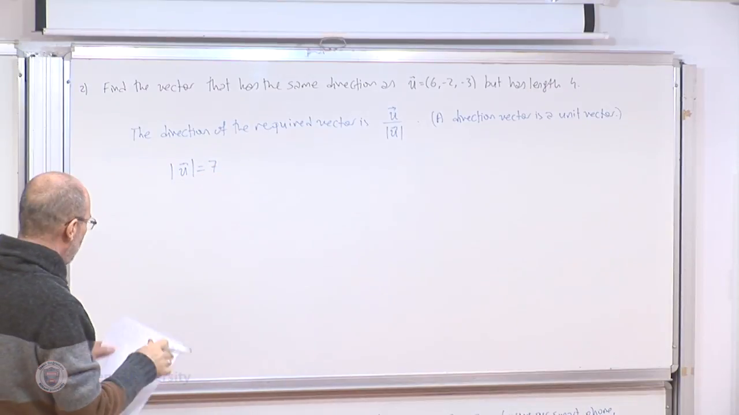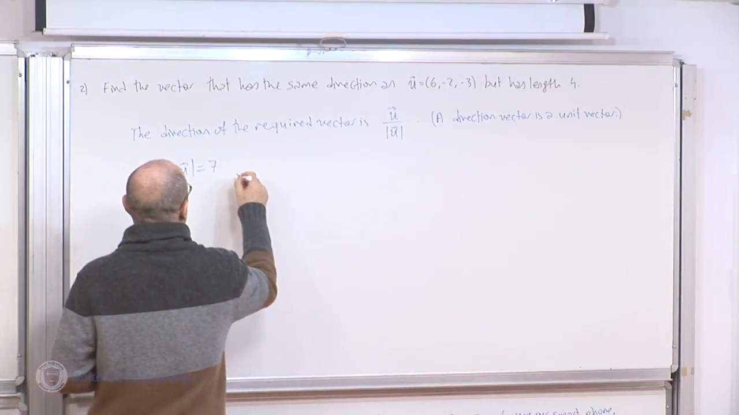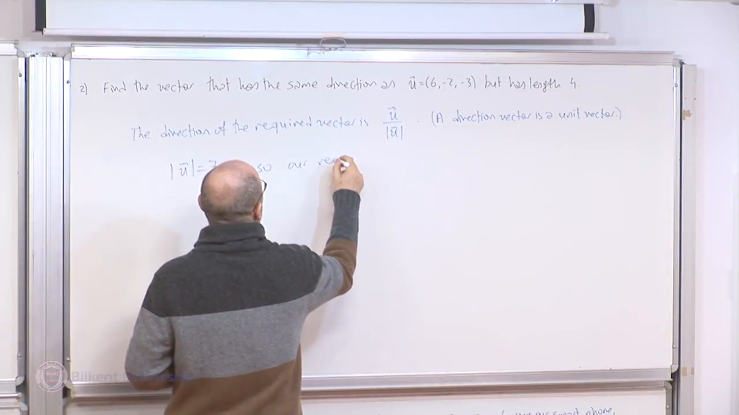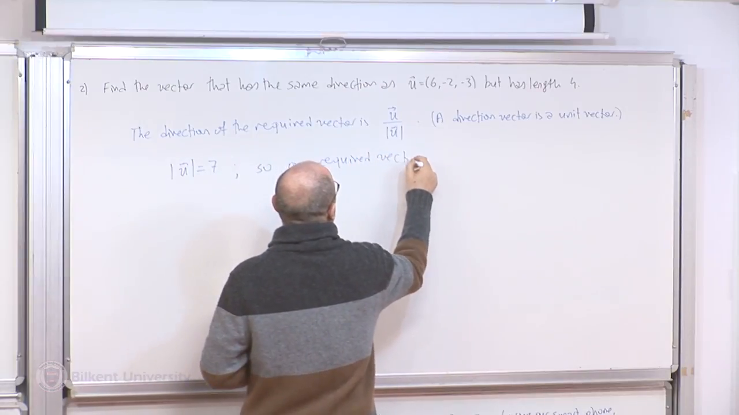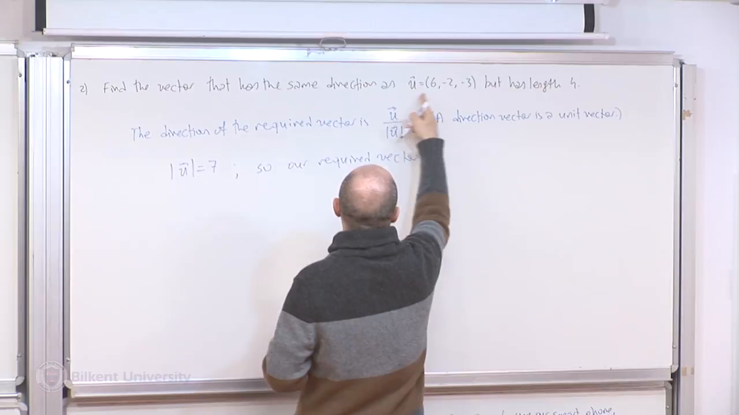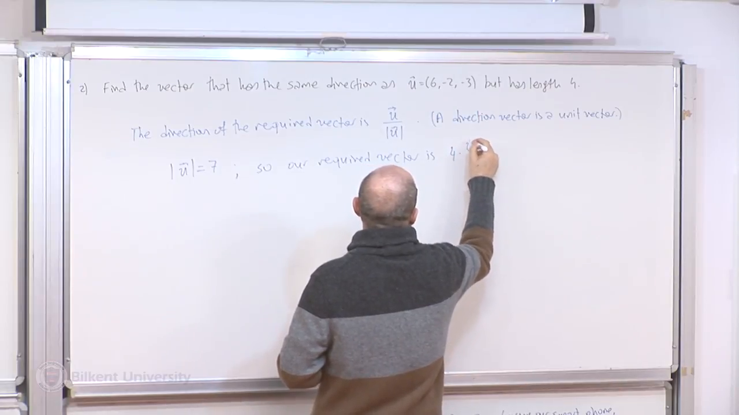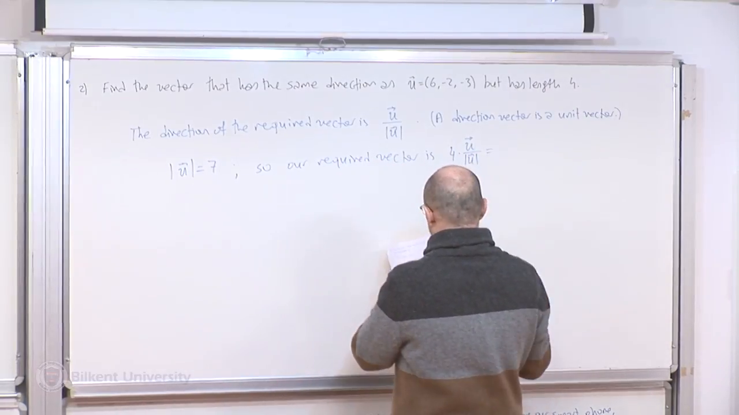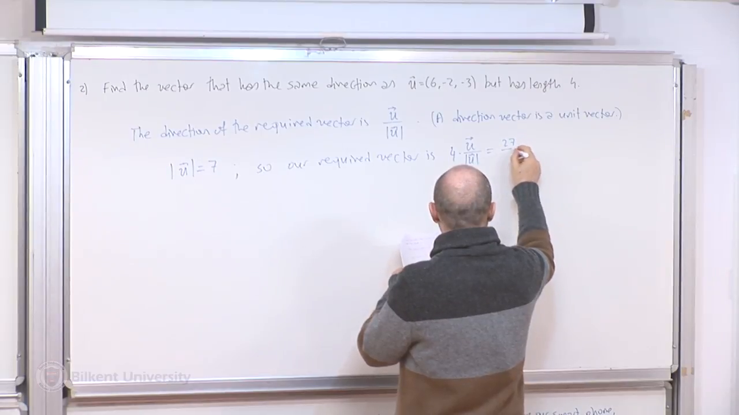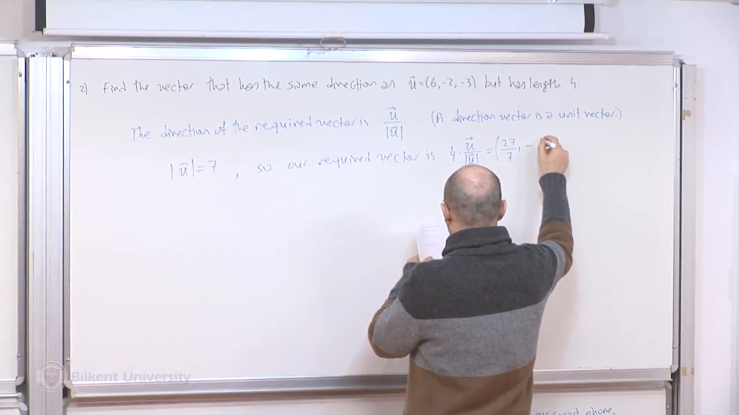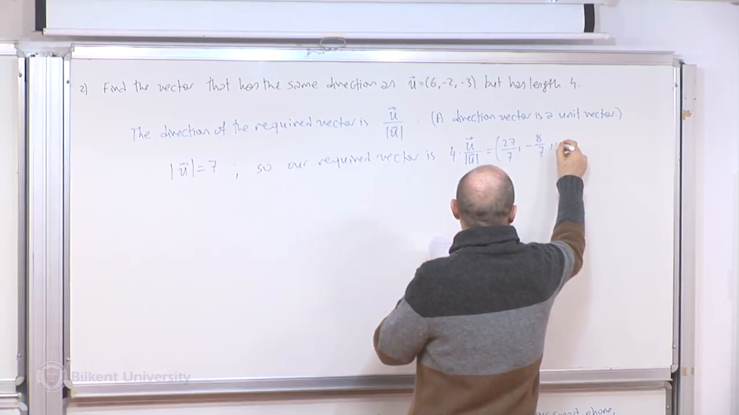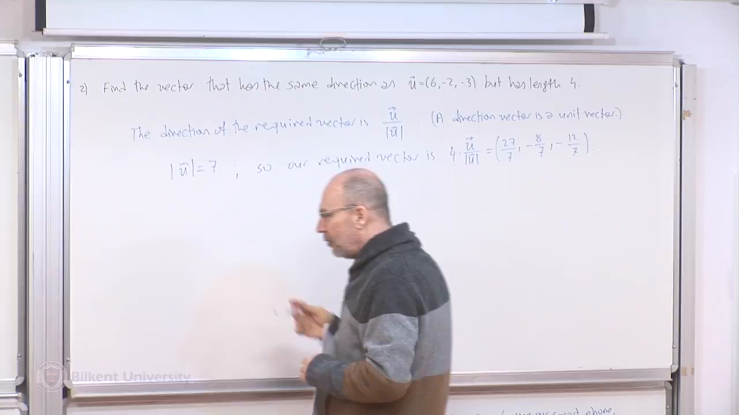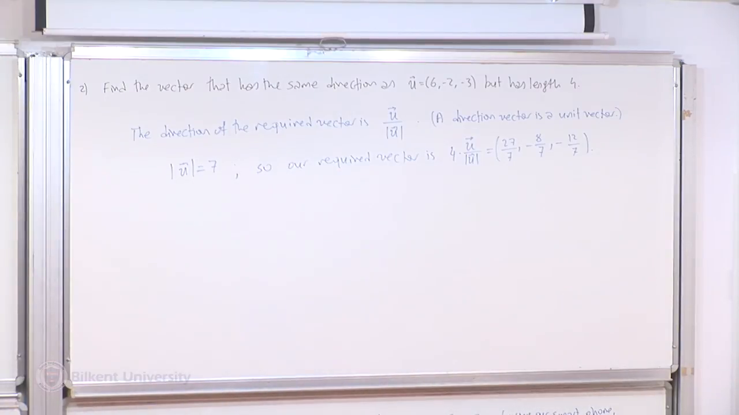You square those things, they add up to 49. So our required vector has to have length 4 times the vector u divided by the length of u. So this turns out to be, I'll just write the numbers, 24 over 7, minus 8 over 7, minus 12 over 7. Okay, so the calculations are trivial, but just the message that when we talk about a direction, we are talking about a unit vector.